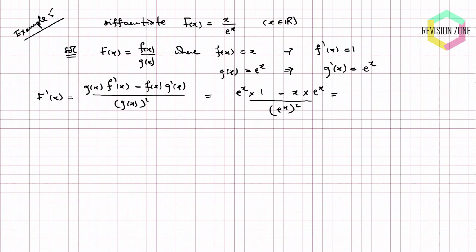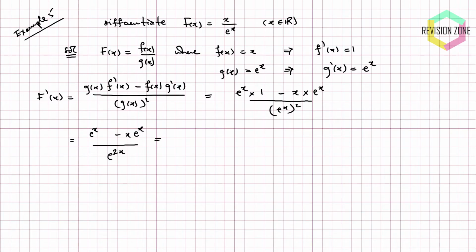So we've basically got a solution for our derivative. The only thing that's left to do is to just tidy this up a little bit, which we can do now. Let's do that. So we're going to say the numerator is just going to be e to the x minus x e to the x, and the denominator is obviously just going to be e to the 2x.